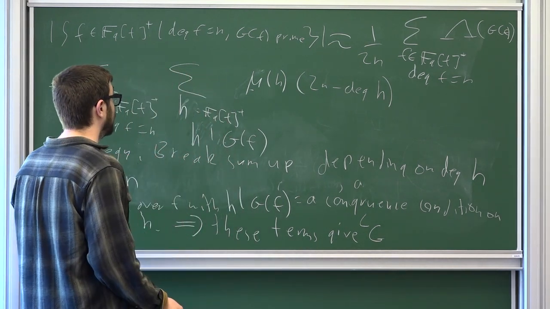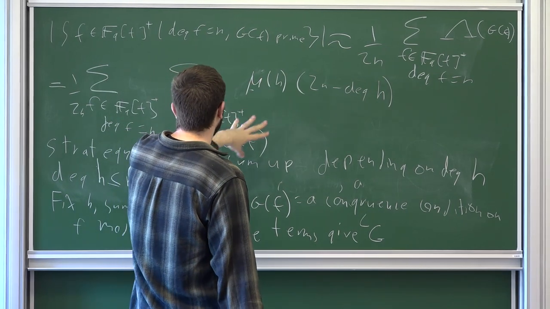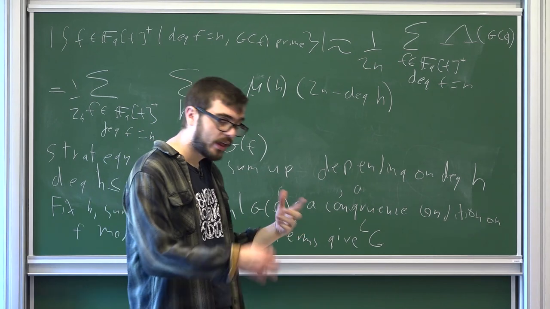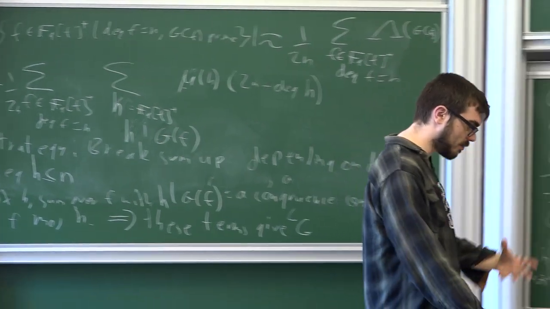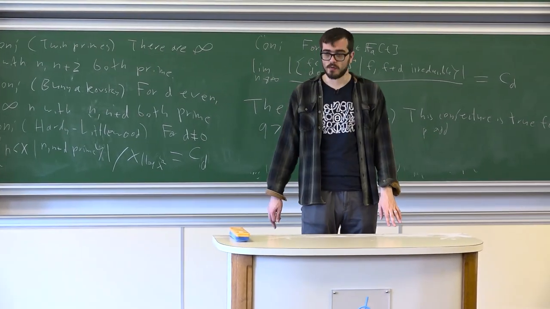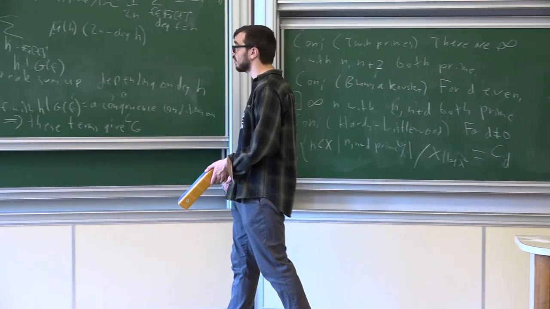So if you think about, in particular, just the case where h is 1, mu of h is 1, every f satisfies this. So this will give the main term of size q to the n. The terms where h is of small degree are giving adjustments to the main term, but they're all relatively easy to calculate.